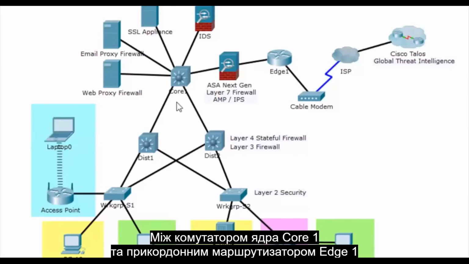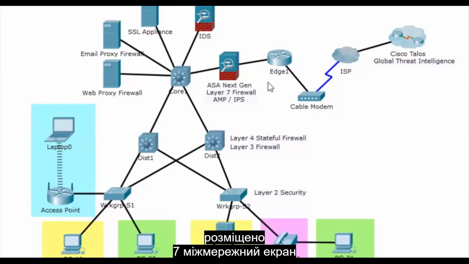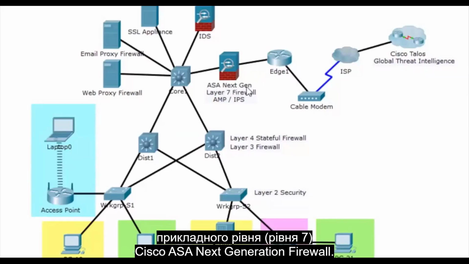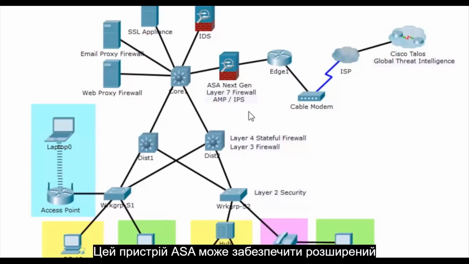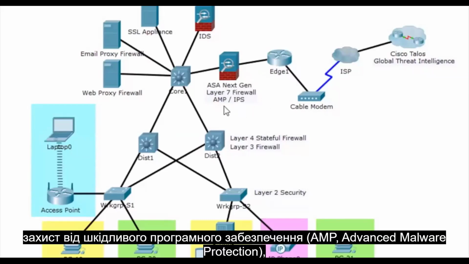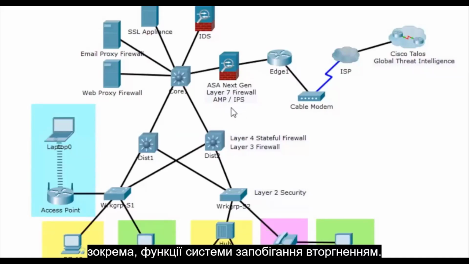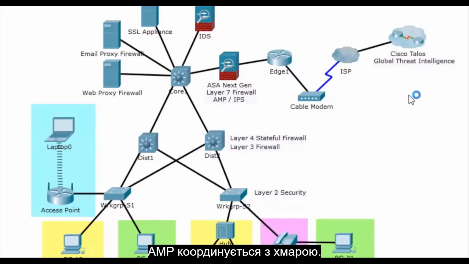Between the Core 1 switch and the Edge 1 router has been added a Layer 7 firewall in the form of a Cisco ASA Next Generation Layer 7 firewall. This ASA device can provide advanced malware protection, or AMP, as well as an intrusion prevention system. AMP coordinates with the cloud.